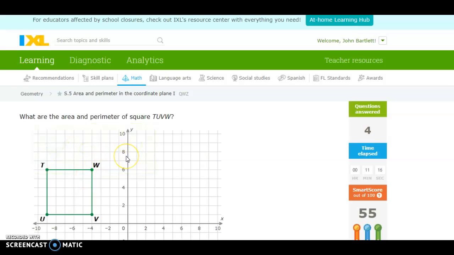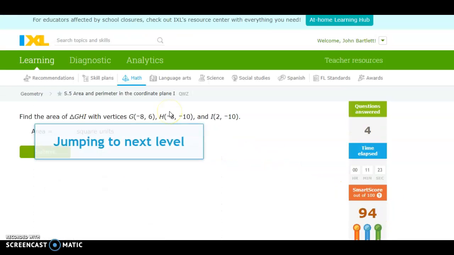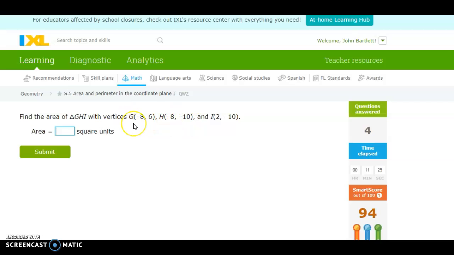Alright guys, so remember that distance formula? You're going to use that quite a few times on here. Eventually you're going to get some problems that only give you the coordinates. Well, if they only give you the coordinates, that means you're going to have to use the distance formula a few times to find all the different side lengths.